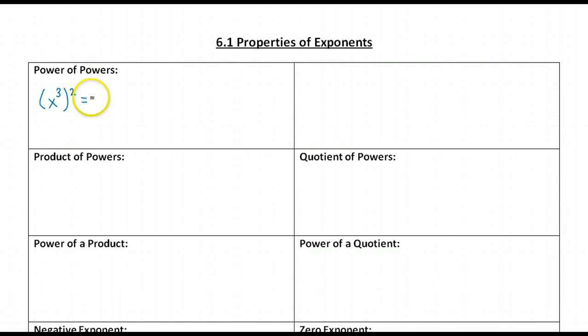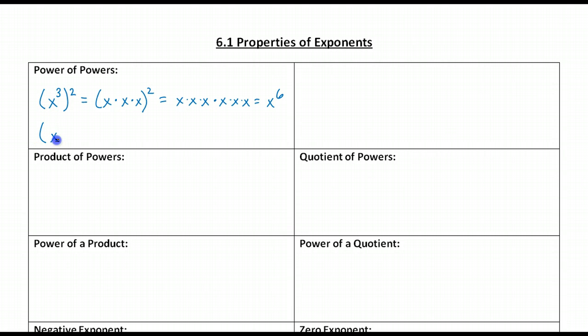X cubed is really x times x times x. And squaring something means that I'm going to multiply it by itself. So I'm going to have x times x times x times x times x times x. Or if I simplify that, x to the 1, 2, 3, 4, 5, 6th power.